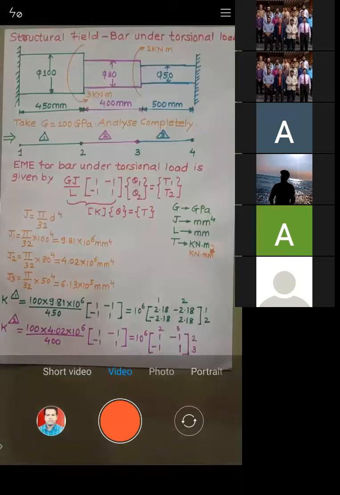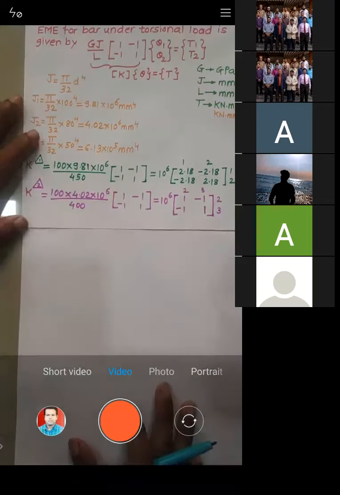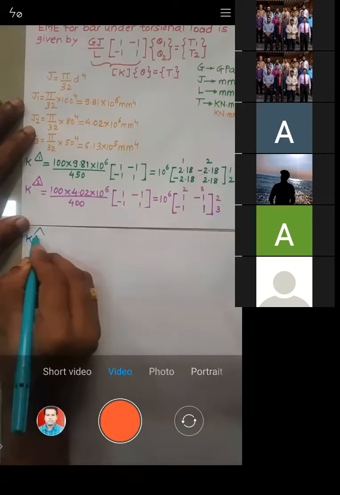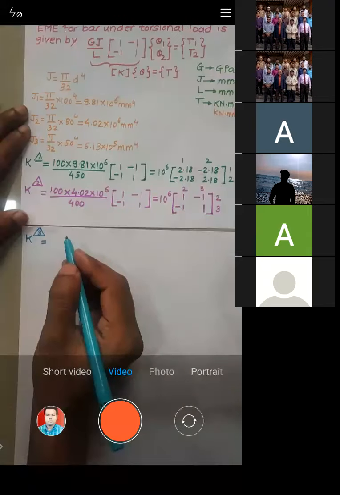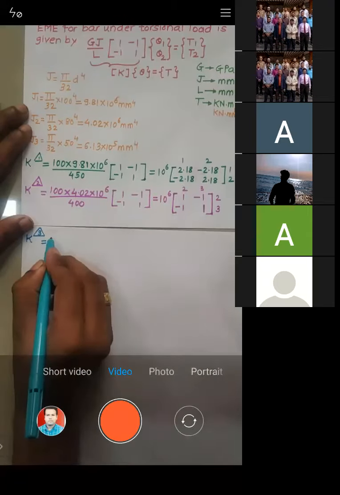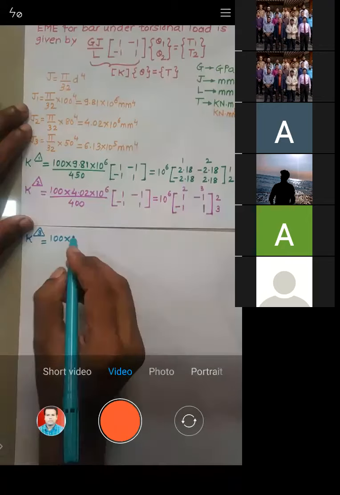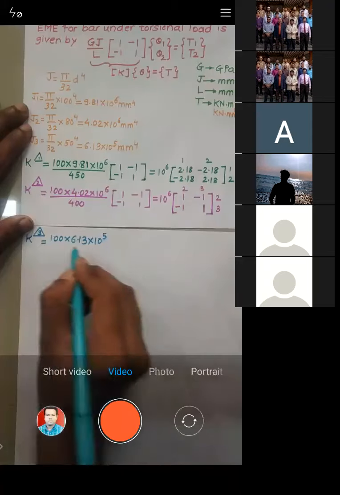Let's do this now for element number 3. Okay, so I will write down now the stiffness matrix of element number 3. The stiffness matrix of element number 3 is given by G. G we know is the same for the entire problem, that is 100 into J. This is a value, right? 6.13 into 10 raised to power 5, right?